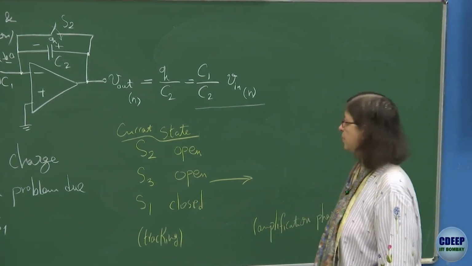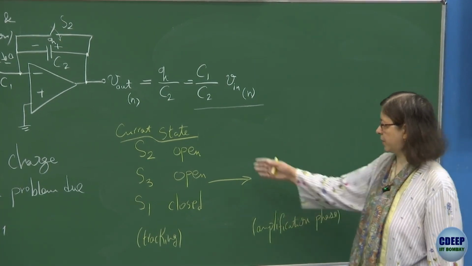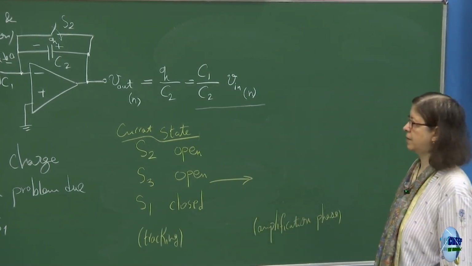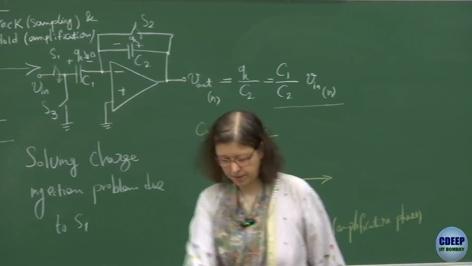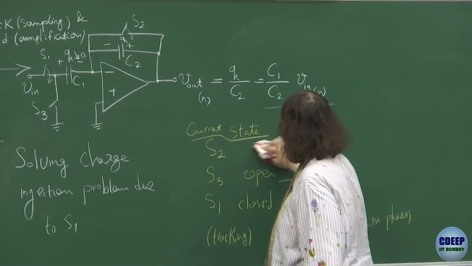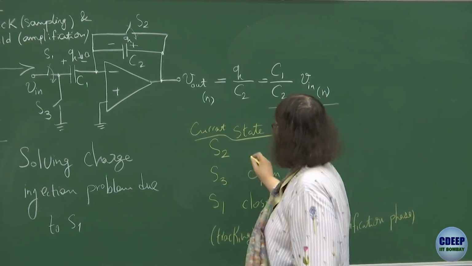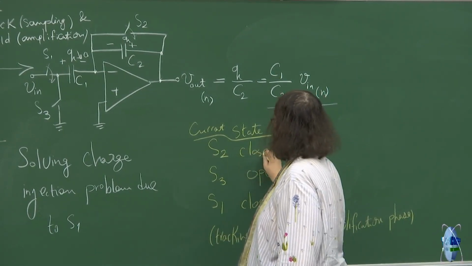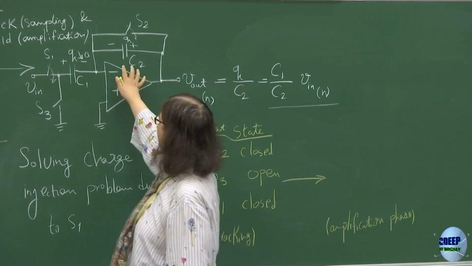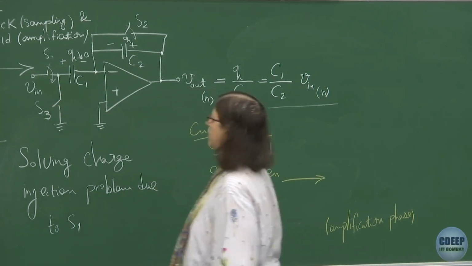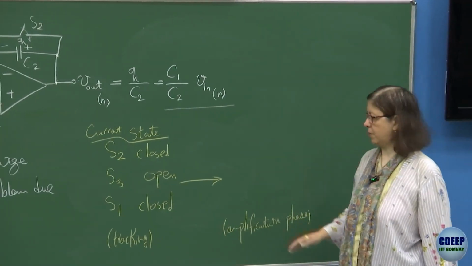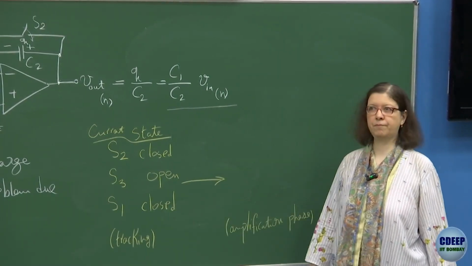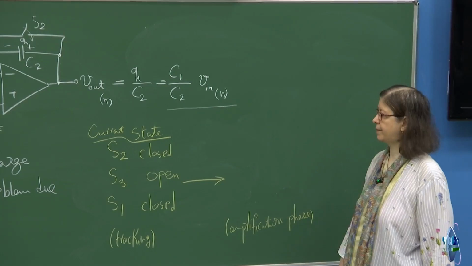So which one should? Two of them are open, one is closed, S1. In the tracking stage, shouldn't S2 be closed? Oh, yes, you are right. Sorry, S2 is closed, yes, buffer. It should be unity gain feedback. C2 will be discharged completely and C1 will be, yes, thank you. S2 is closed, fine. So you tell me, what should be the sequence?